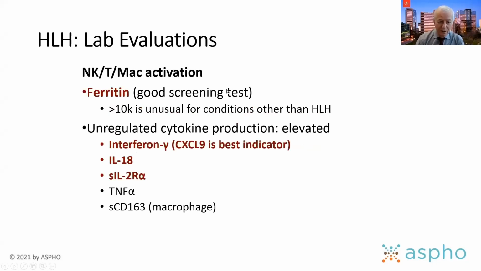So what we like to look at in these patients is ferritin, and it's often over 10,000. Although elevated ferritin is found in infections and in hepatitis and many other conditions, when it gets over 10,000, it becomes a lot more specific. Unregulated cytokine production is evaluated by CXCL9, which is an indicator of increased interferon gamma, which is not too well measured in the peripheral blood, but CXCL9 is. And as I mentioned, interleukin 18, the interleukin 2 receptor, TNF alpha, and then soluble CD163 is a macrophage marker, which is often helpful.